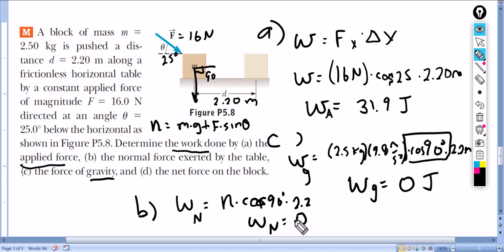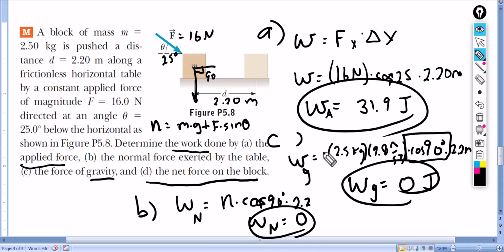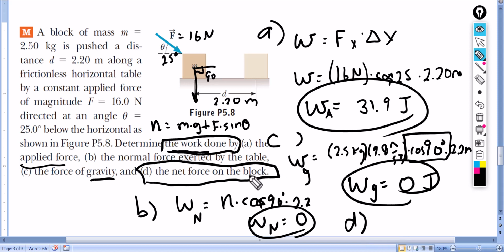So what we're showing you here is that there are multiple forces acting on an object, but if they're perpendicular, they have no bearing on the work being done because cosine of 90 is 0. Anything outside of that will go ahead and actually contribute to the work being done. Now, as far as the net force on the block is concerned, you would add up all three of these answers. So part D, the work done by the net force is going to be, add all three of those up, 31.9 joules.